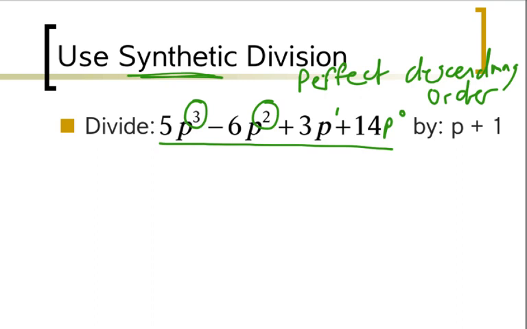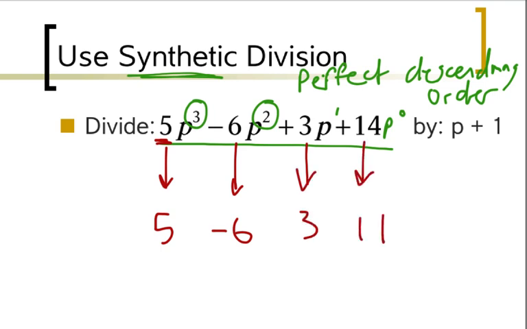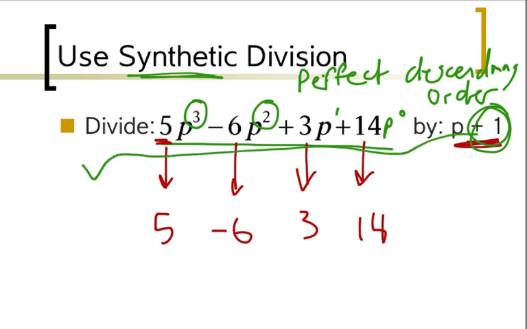And what we do is we take our coefficients. What the coefficients are is all the numbers without the p's. So we just take our numbers down, the 5, the -6, the 3, and the 14. Okay, and we have all our coefficients sitting there. And then we take what we're dividing it by, the p plus 1, take the 1, just the 1, not the p, and change its sign. So we're going to take that right over here and put -1. And you put a little L box corner around it.